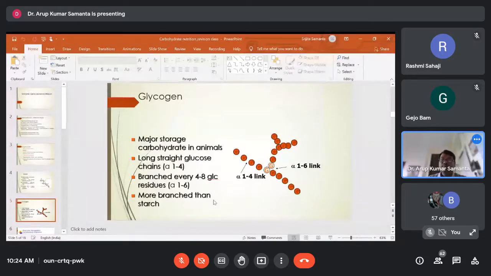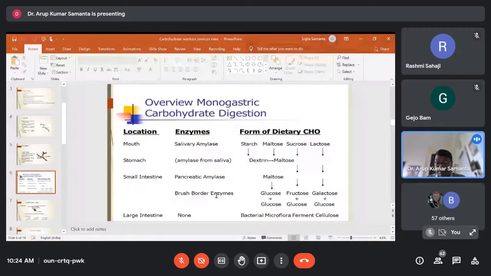Then coming to the overview of digestion in monogastric animals, how carbohydrate gets digested in monogastric species, including human beings. In the mouth, there is salivary amylase, which is responsible for digestion of starch. In the stomach, there are no enzymes responsible for carbohydrate digestion. In the small intestine, again, it is pancreatic amylase. Other than that, there are several brush border enzymes responsible for the digestion of disaccharides.